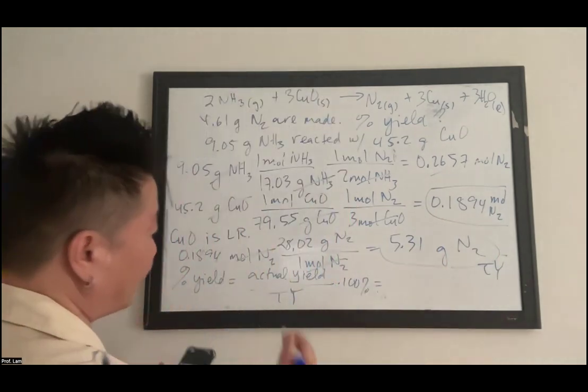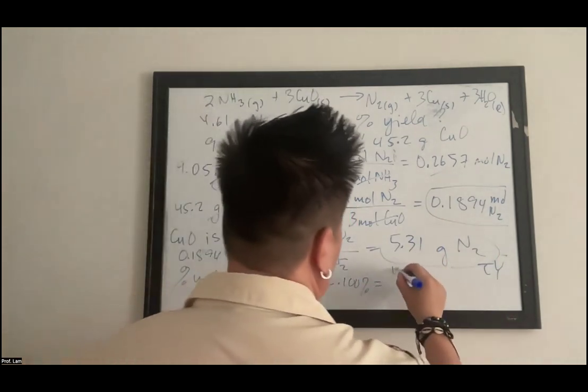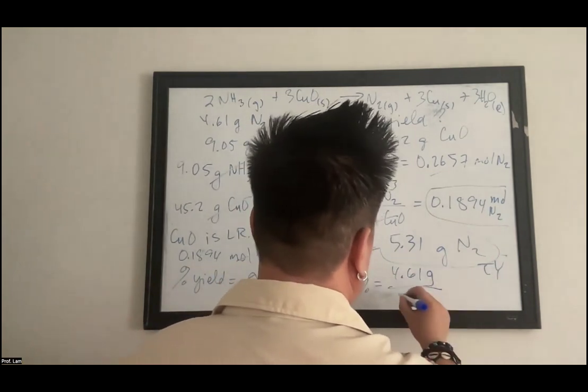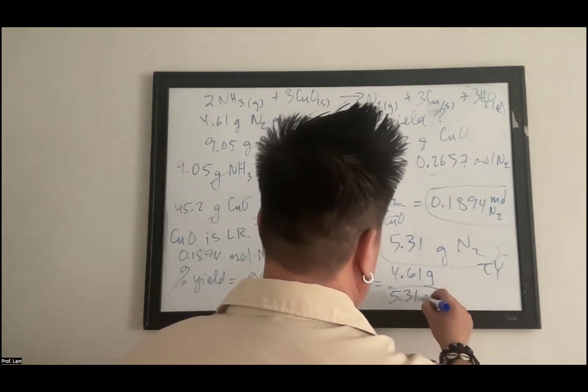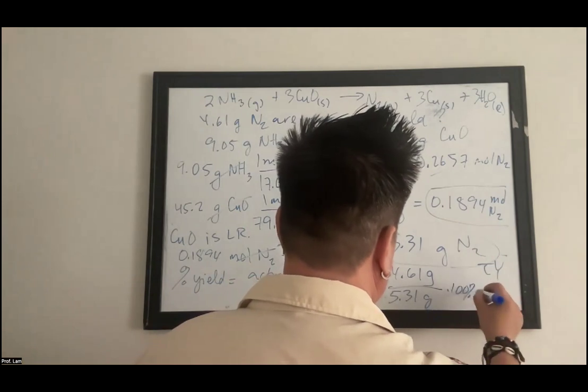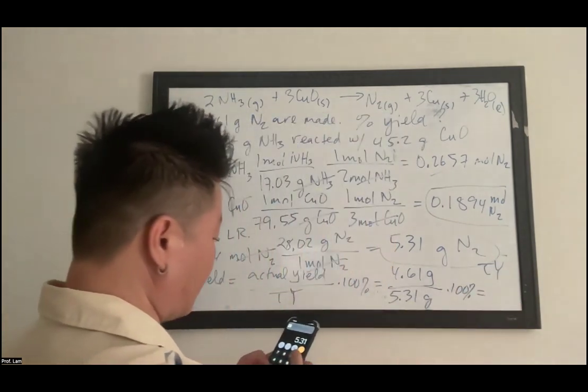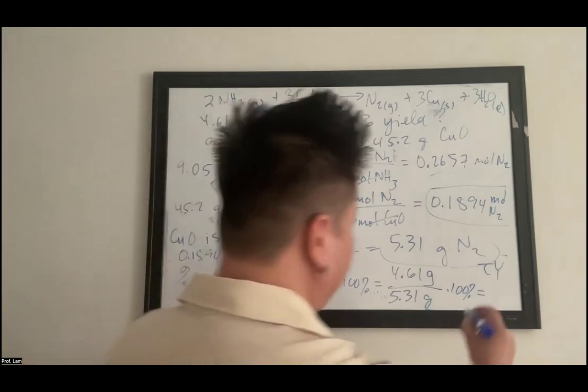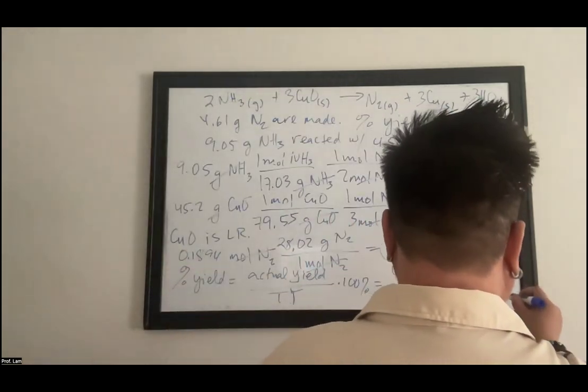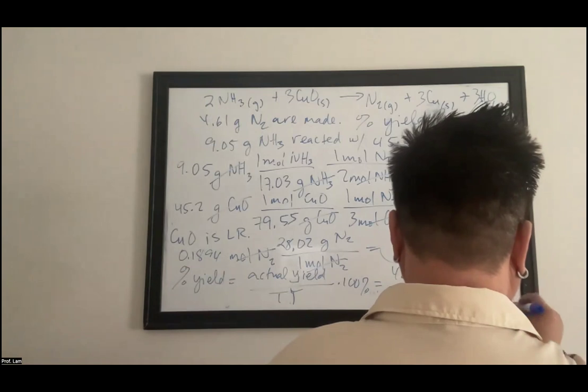Okay, good. So now our actual yield, 4.61 grams over theoretical 5.31 grams times 100%. Is 86.8% yield.